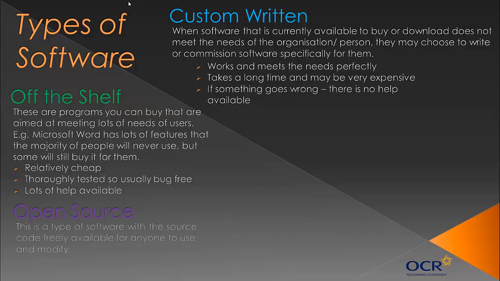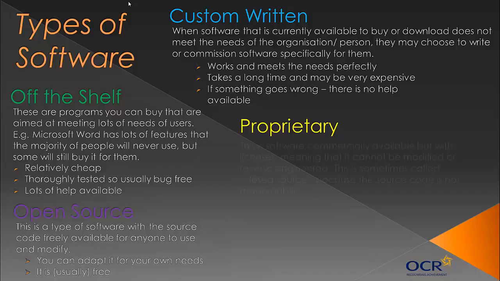Penultimately, open source software, and this is a type of software with the source code, so the code that's been written to program the program. So it's code that's freely available, so you can download it for free usually, and because they provide the source code, anyone can use it and modify it. So you can even adapt it to your own needs if you really want to, and it's usually free. There may be cases when it's not free, but you could probably get away with saying it's free.